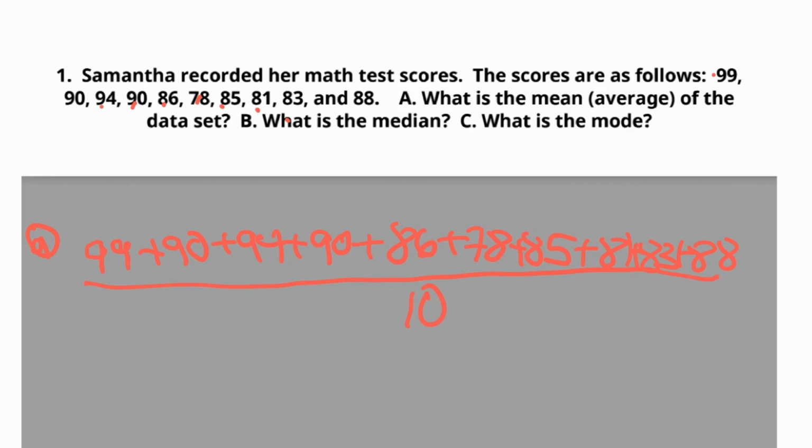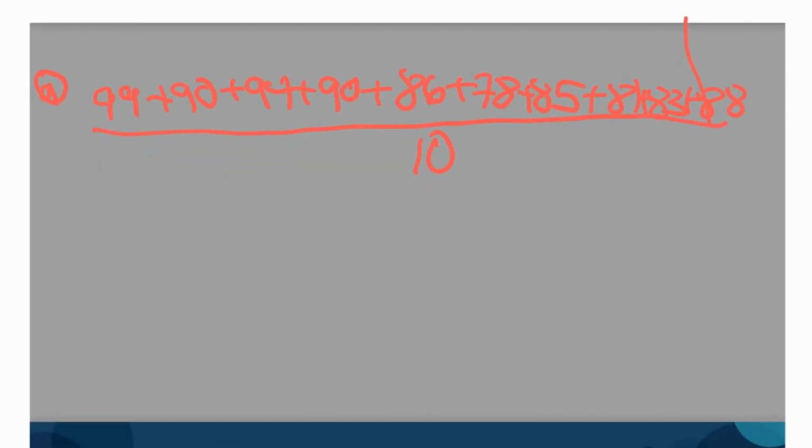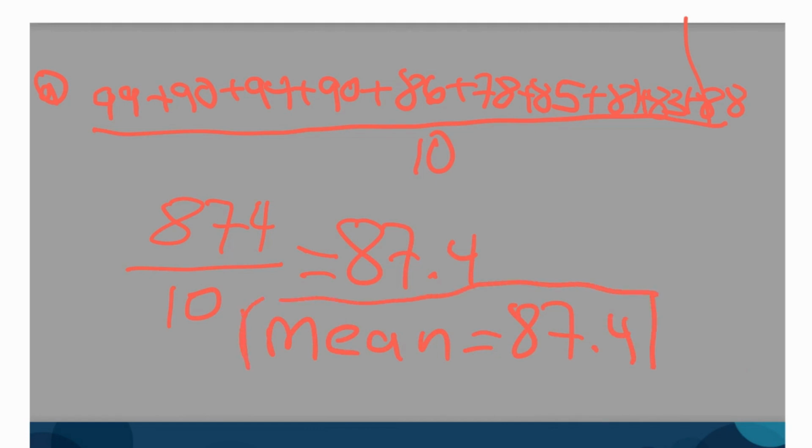When I found the sum, hopefully you guys check my math, I got 874. So I'm gonna move it down. I got 874 divided by 10. When you divide that by 10, you should get 87.4. So her mean is equal to 87.4. That is her average on all of her 10 test grades.